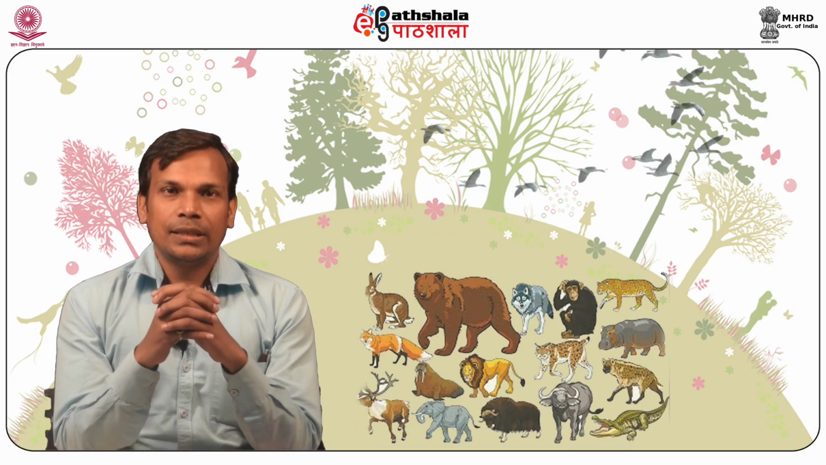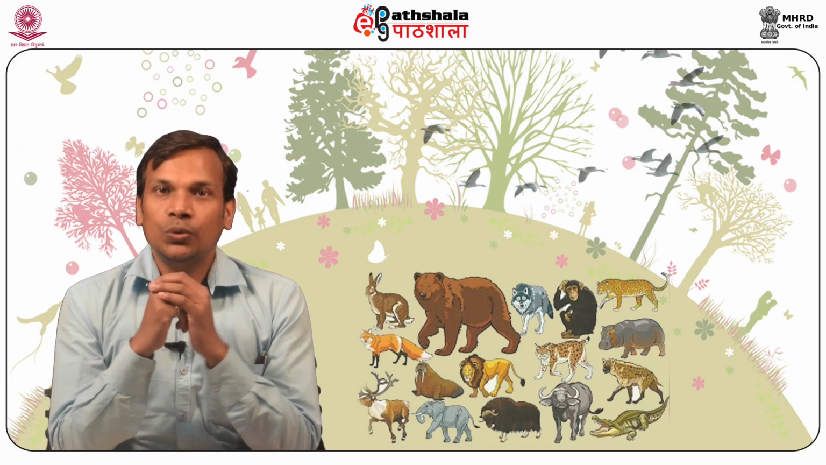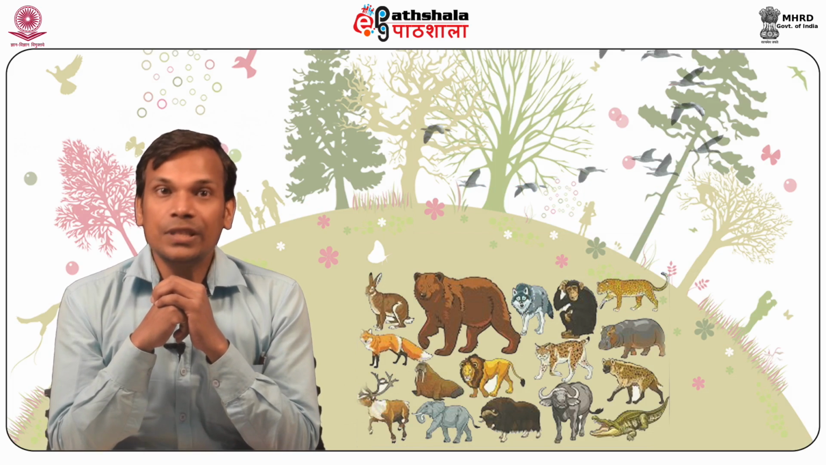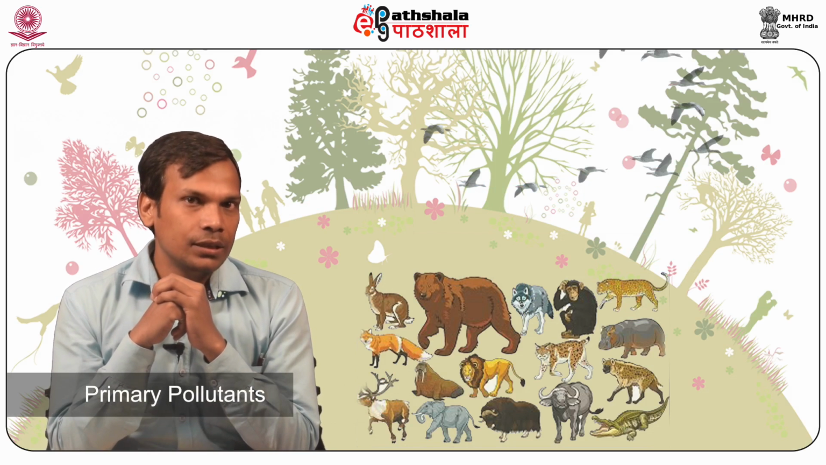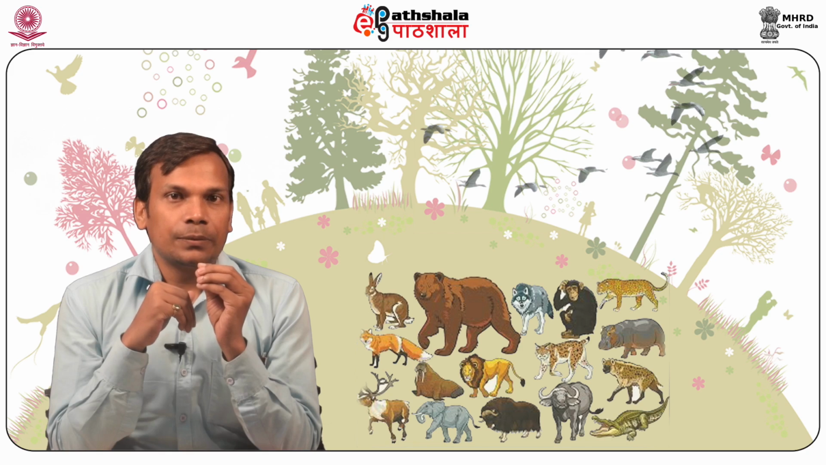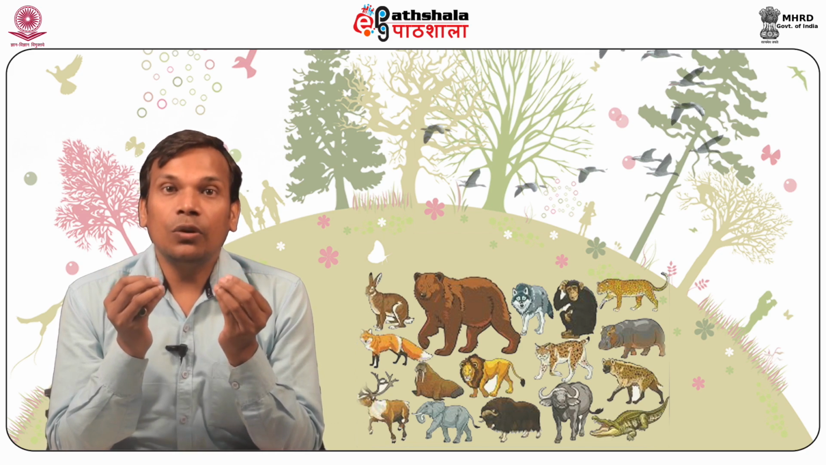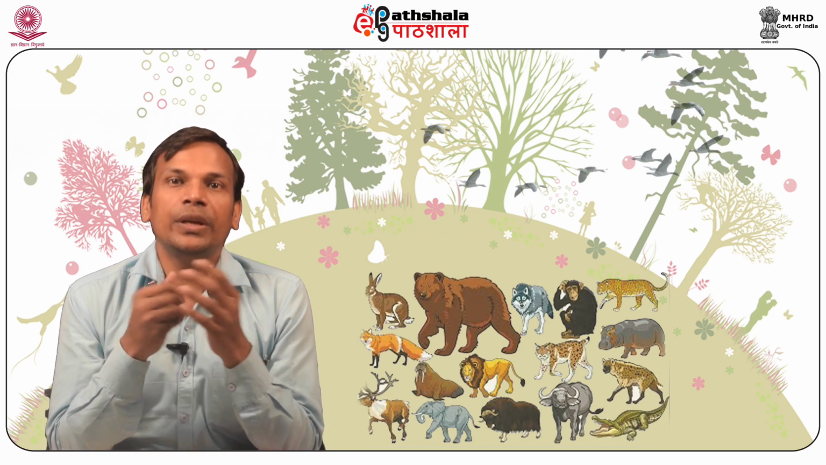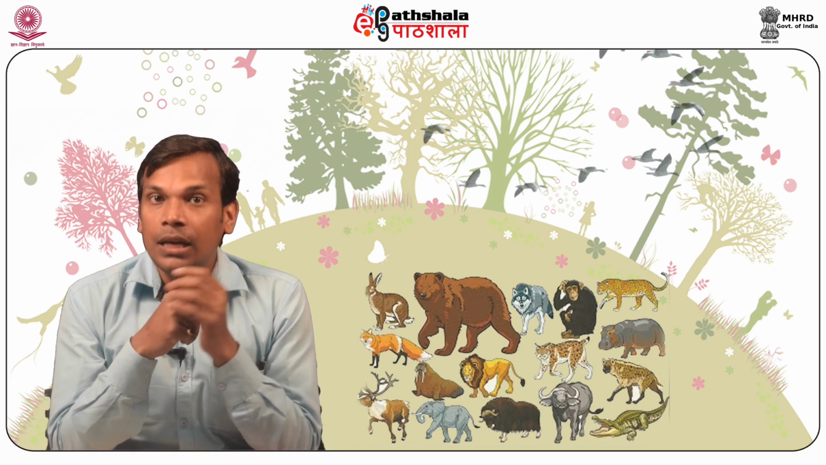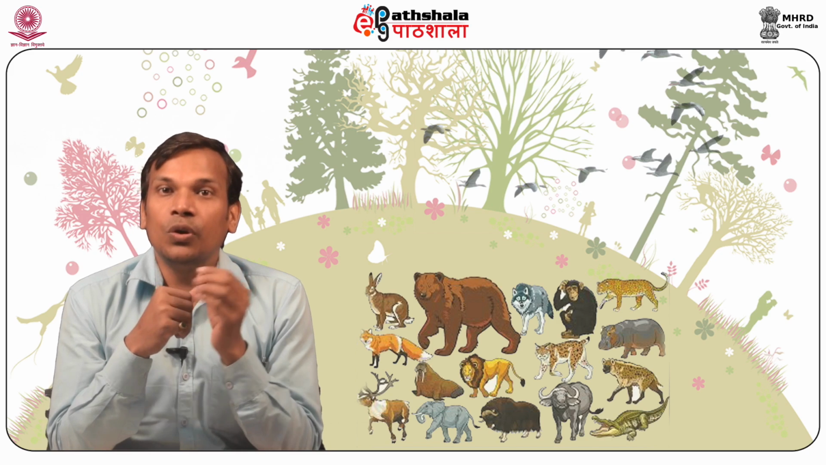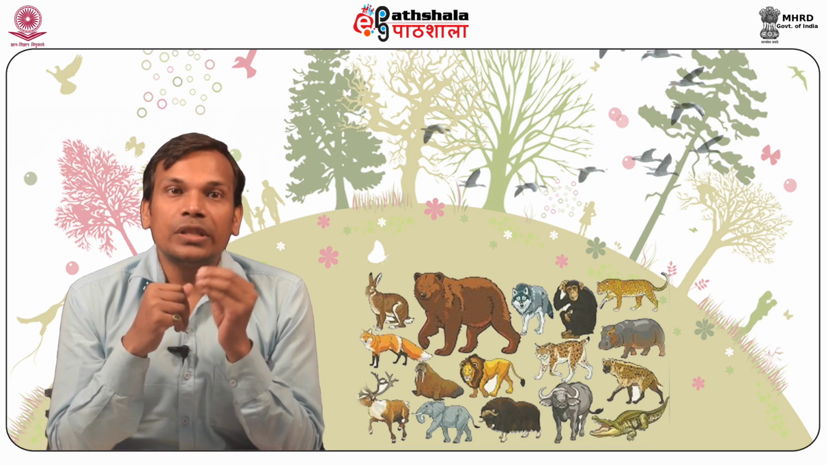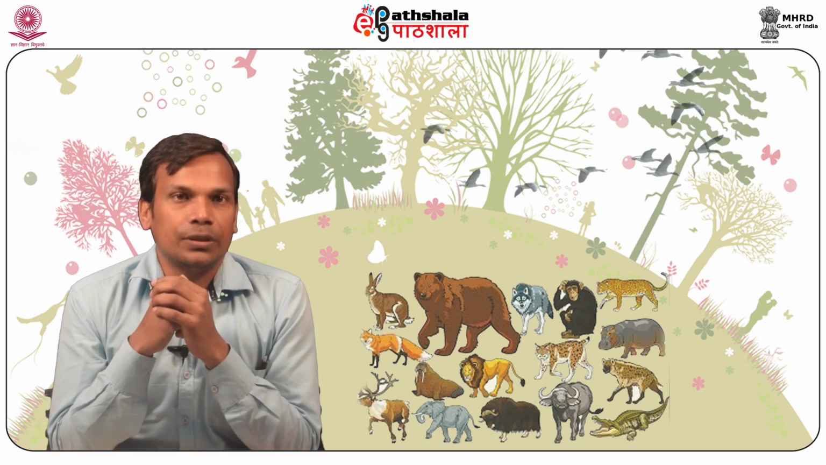The air pollutants can be classified into two categories. First is primary pollutants. These are pollutants which are released into the environment as a result of natural or human activity. For example, carbon dioxide, carbon monoxide or oxides of nitrogen, etc.